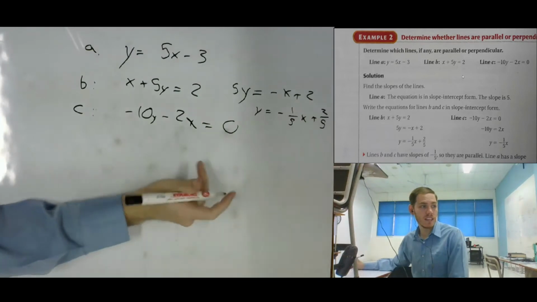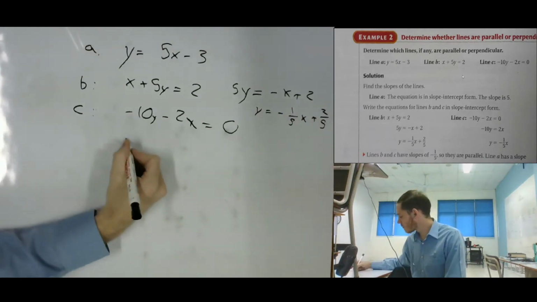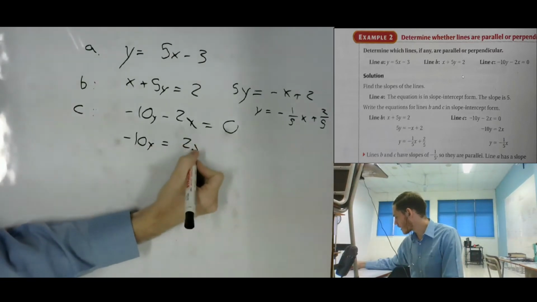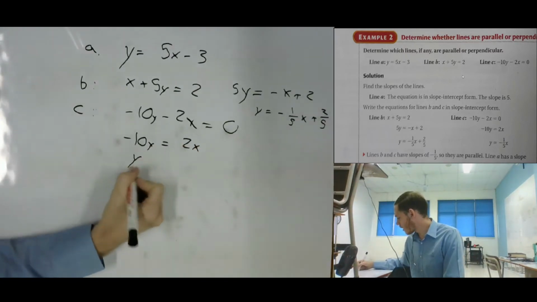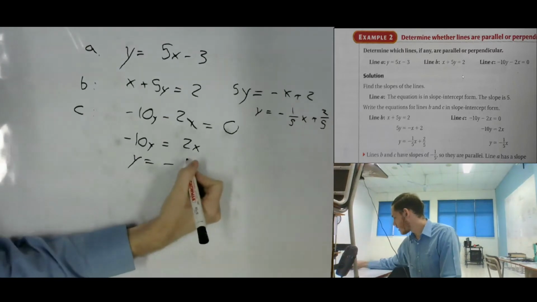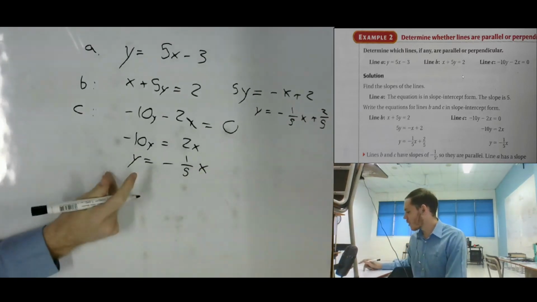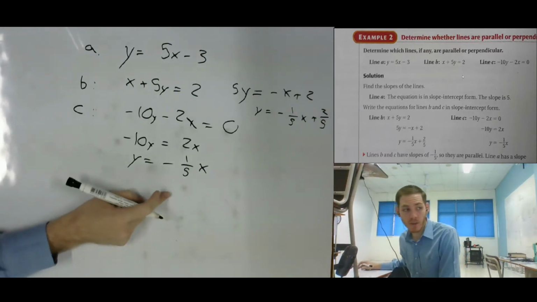Don't know if you can see that. You can see that. Okay. And then this one is negative 10y equals 2x. Divide by negative 10, and you get y equals negative 1 over 5 x.